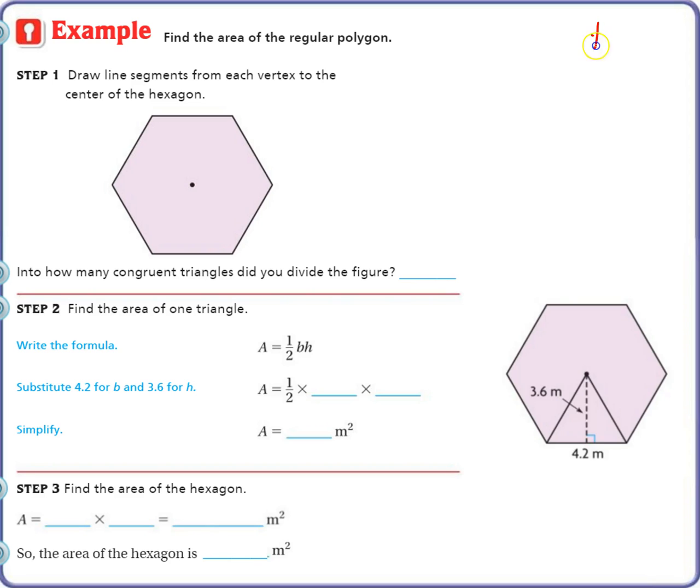Okay, join me on the top of page 412 now. Let's go over another example. Find the area of the regular polygon. Step 1, draw line segments from each vertex to the center of the hexagon. So from each corner to the center.